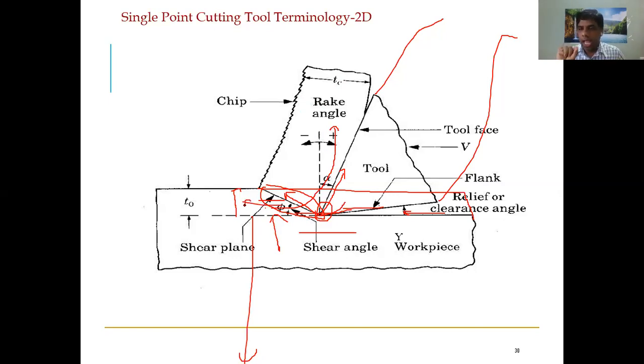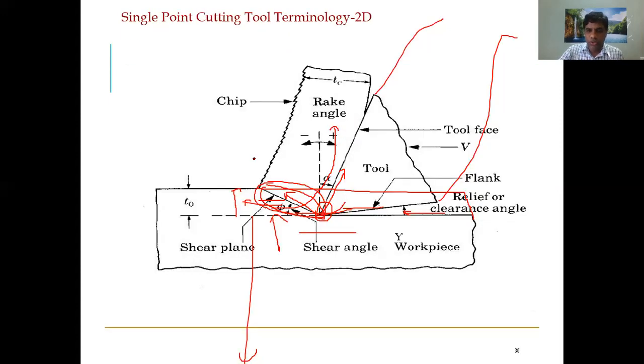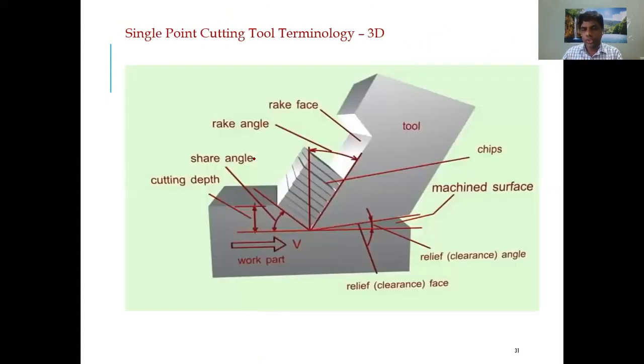So cutting is happening because of shear forces acting by the cutting tool on the workpiece, right? So that's why this portion is called the shear zone, right? That is a two-dimensional view shown. So this is a typical three-dimensional view. So just see it here.